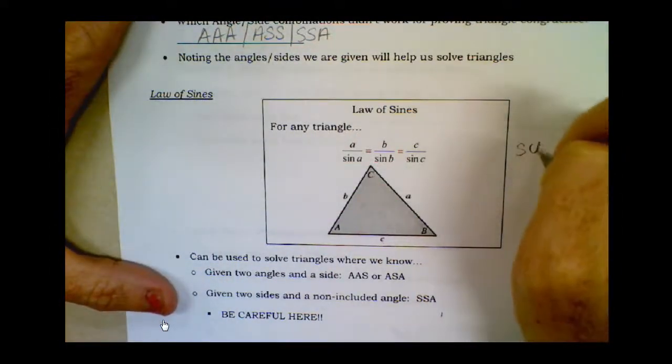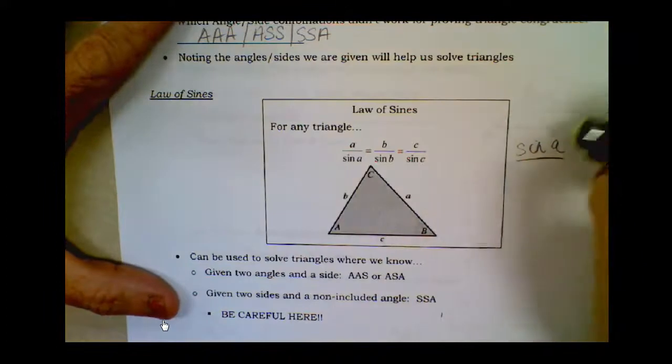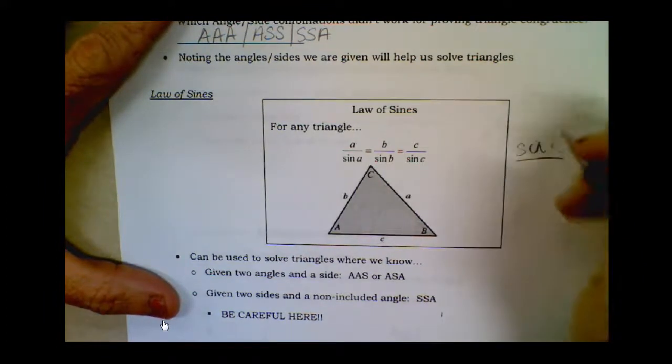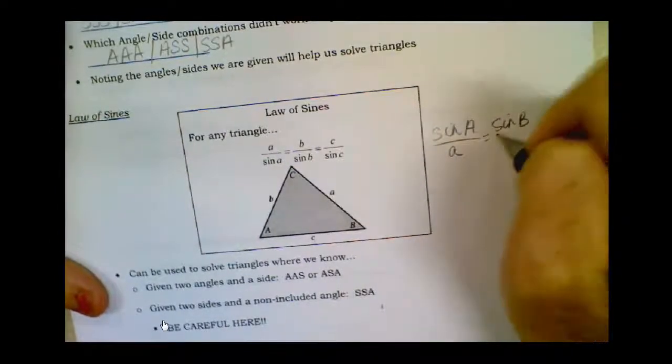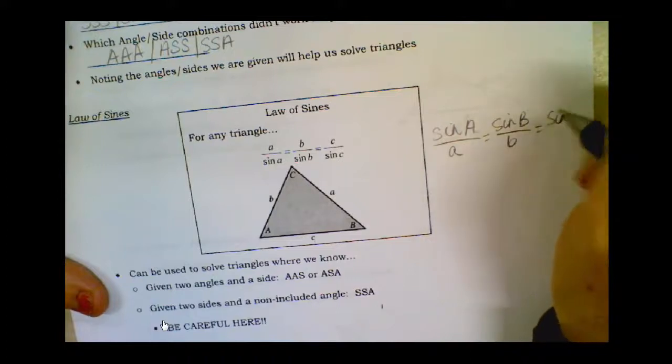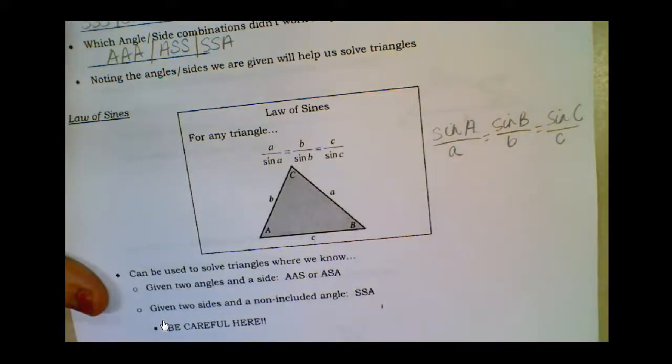I typically write it as sine A over a, and what I do is make the angles capital letters and the lengths lowercase letters. It's just how I've always done it. It's kind of a habit of mine at this point. You can choose which way you'd like to go on that.